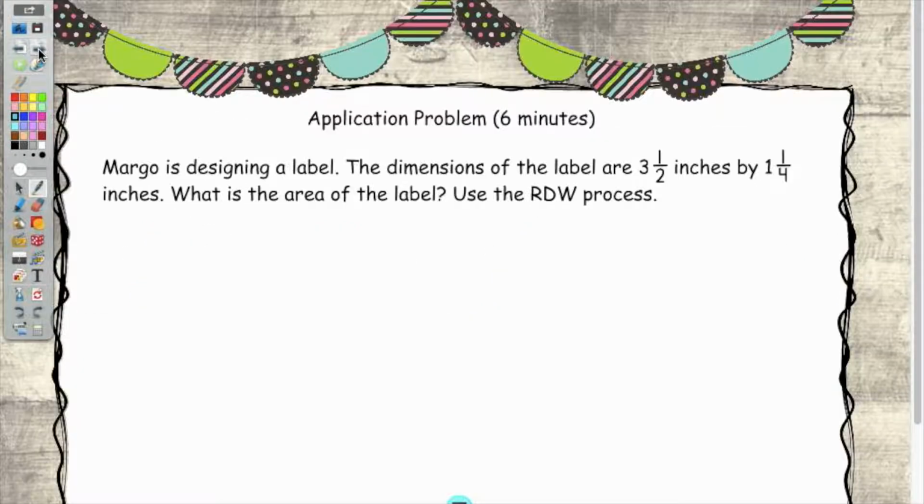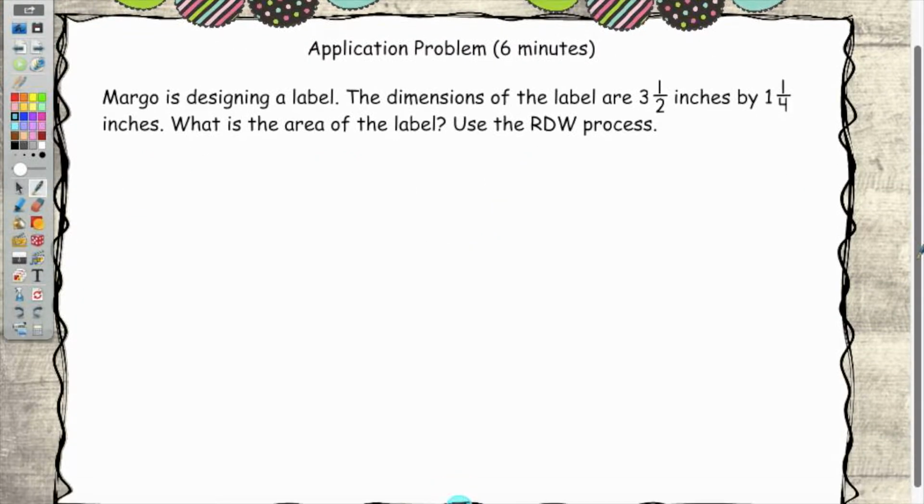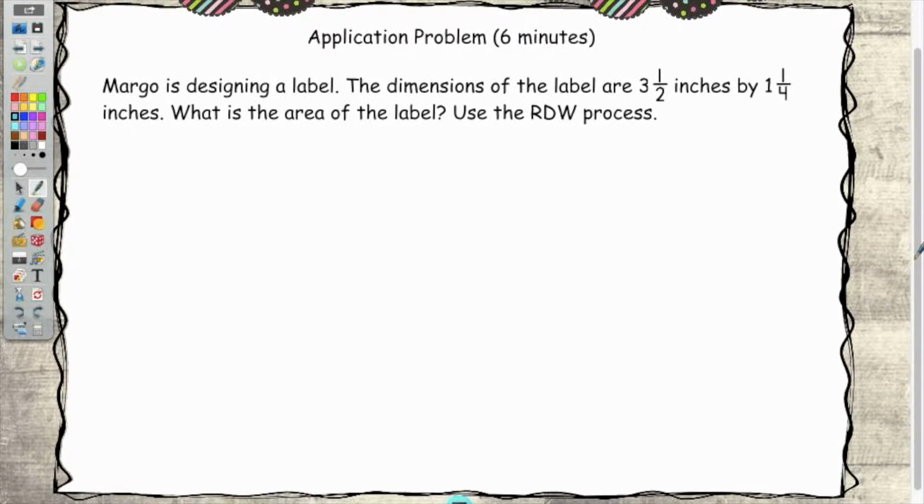Okay, let's take a look at this application problem. Now, the warm-up activities are short because we're going to spend a lot of time on the problem set today. The lesson is on the problem set. So go ahead and turn it over.